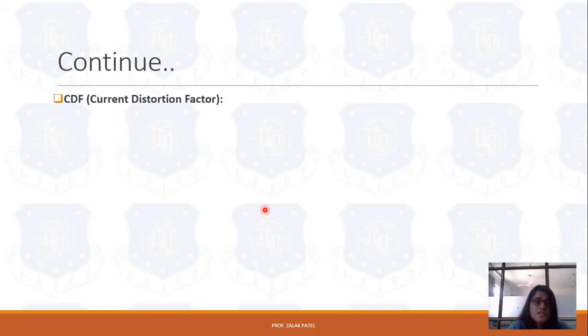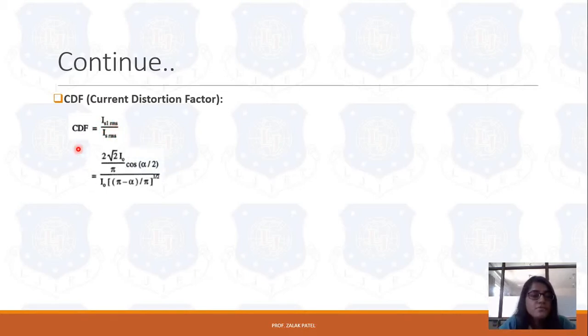Next is CDF. CDF means current distribution factor. It is mainly the ratio of the supply current's fundamental component value and the original supply current value. So we already have the value of supply current with fundamental value and the supply current's original value. So we put both the values over here.